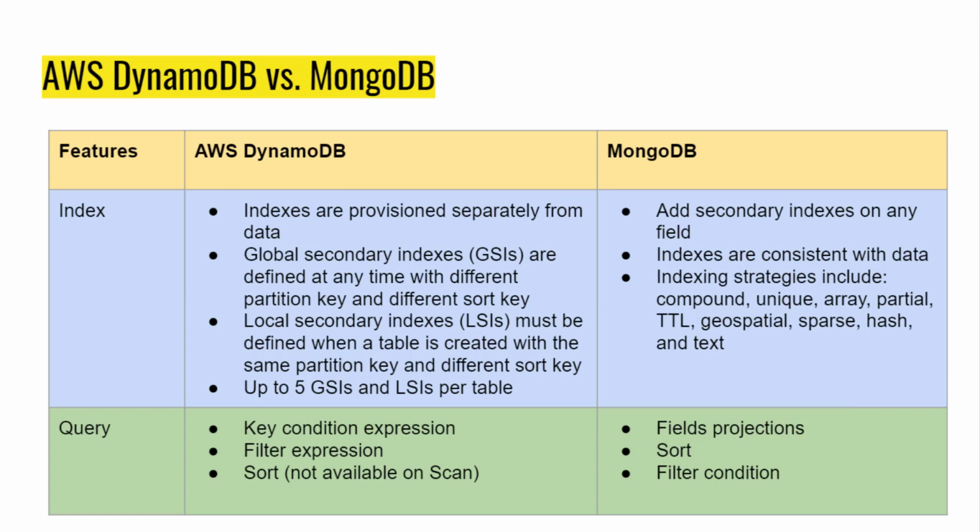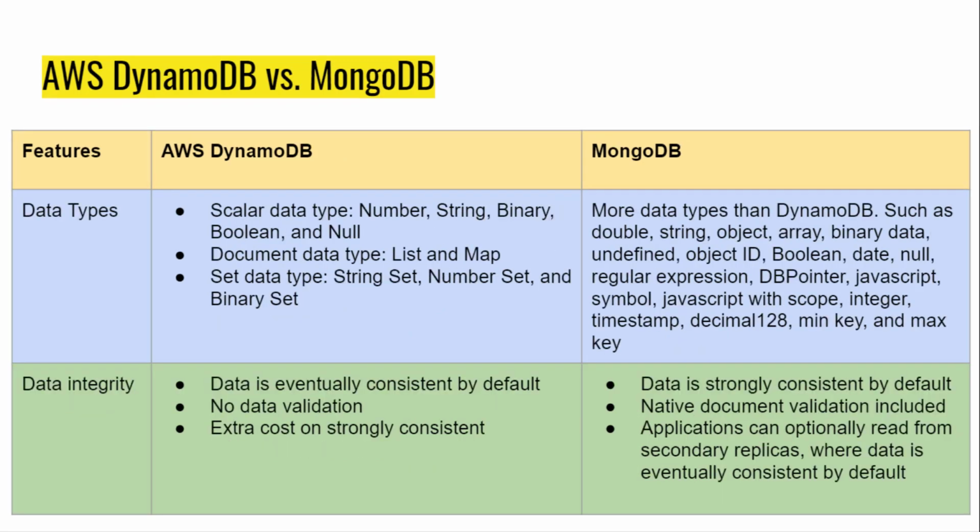On data query, DynamoDB can do key condition expression, filter expression, and sort. MongoDB can also do field projections, sort, and field condition. I listed the supported data types of each NoSQL database solution for your reference. MongoDB can support more data types than AWS DynamoDB. Data in DynamoDB is eventually consistent by default. There's no data validation. There's an actual cost for strong consistency.